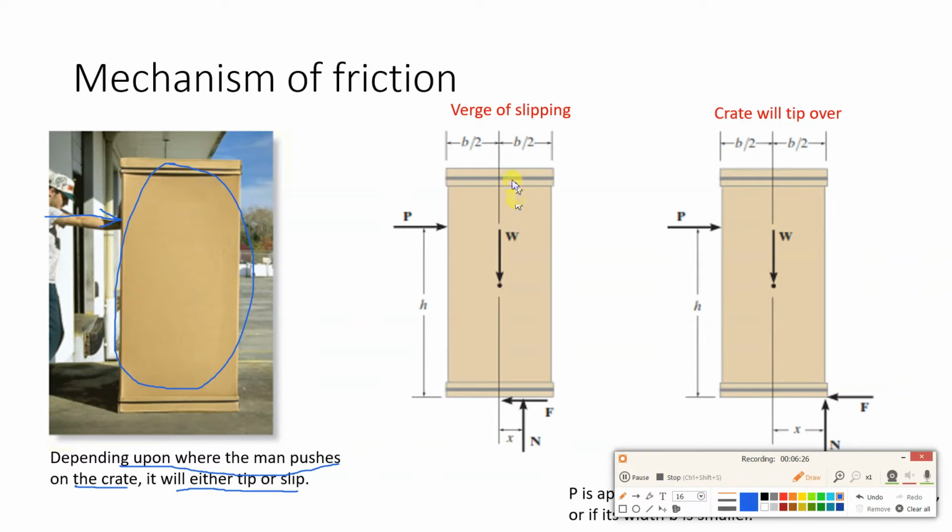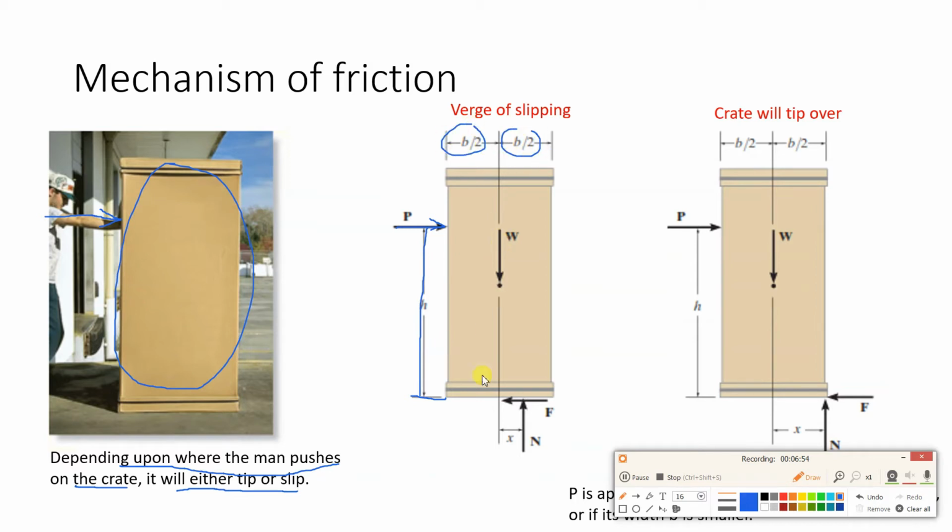Now we will see the first condition, slipping. This is the effort P applied by the man, and this is the height where the effort is being applied. This is the crate, and at the center of gravity of the crate, the weight will act. The total width of the crate is shown as B, and half will be B by 2.